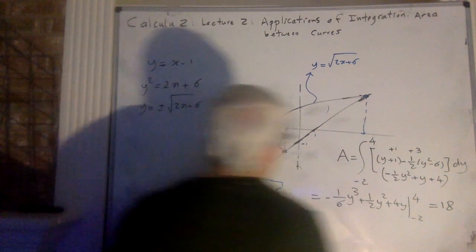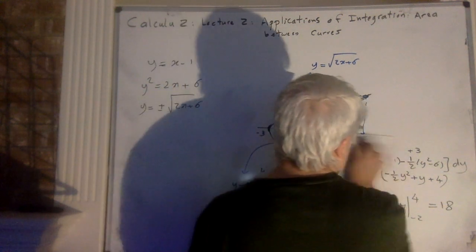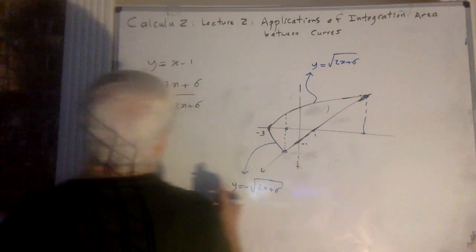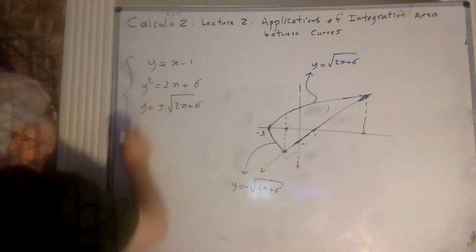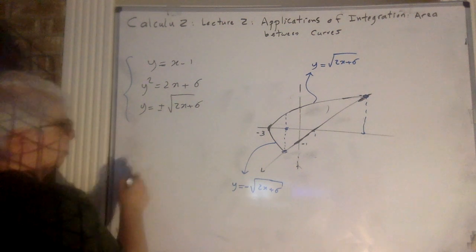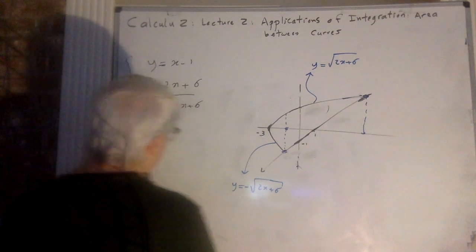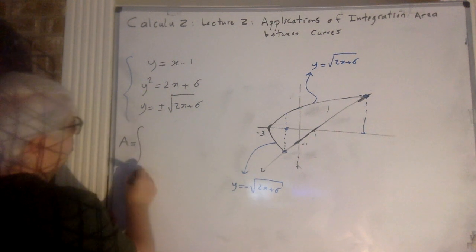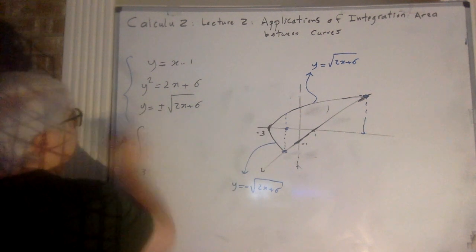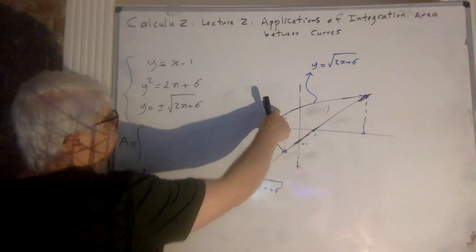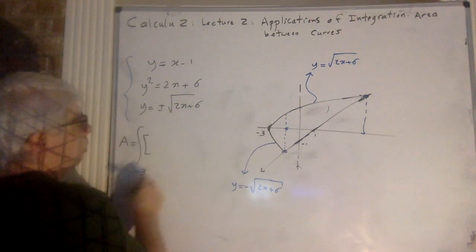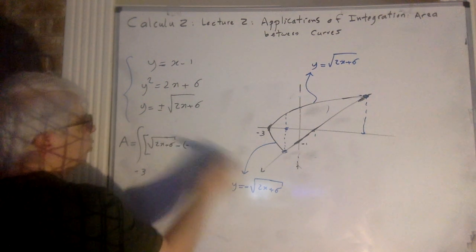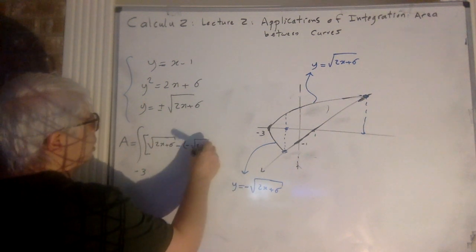So what are the integrals? The integrals of these two, so it will be from minus 3 to some point, which I will find. Top one minus the bottom one, so the top one is square root of 2x plus 6 minus the bottom one, which is minus square root of 2x plus 6.